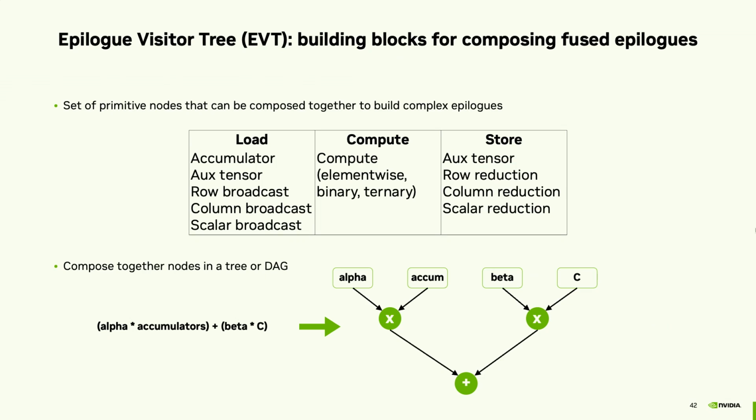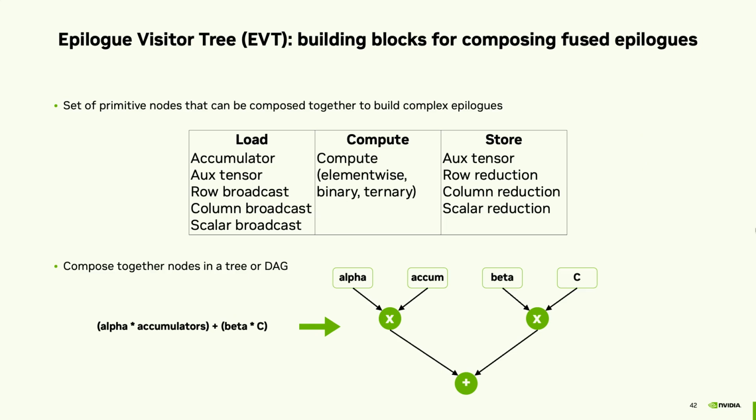Taking a simple example at the bottom of this slide, let's consider the basic epilogue that's computed in normal GEMM. In this epilogue, we take the result of the matrix multiplication, that is the accumulators, multiply it by a scalar alpha, and add to this the result of multiplying scalar beta times an additional source tensor C. This epilogue could be converted into the tree structure on the right via a multiply node that takes in alpha and accumulators, a multiply node that takes in beta and C, and finally an addition node that takes in the results of these multiplications.